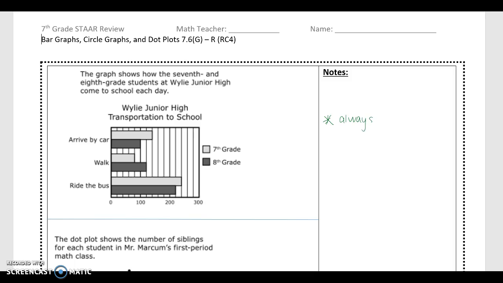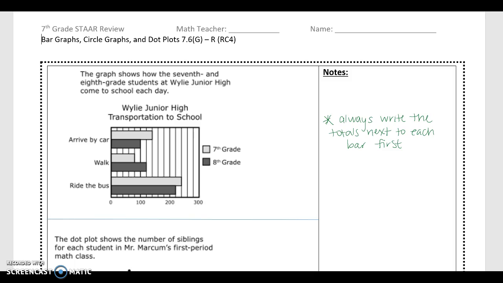So always write the totals next to each bar first. That way, when you get on a roll of analyzing your answer choices, you don't have to slow down for the totals.